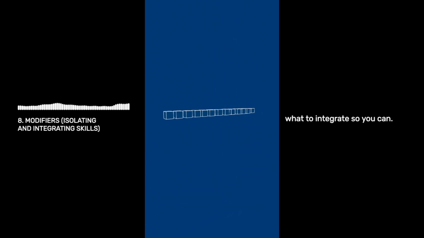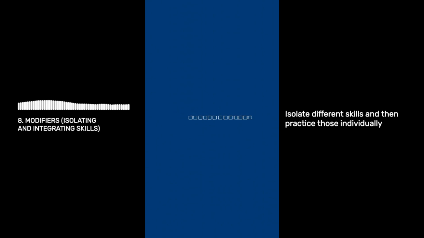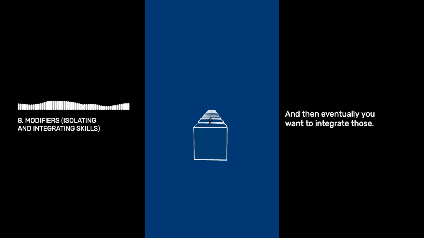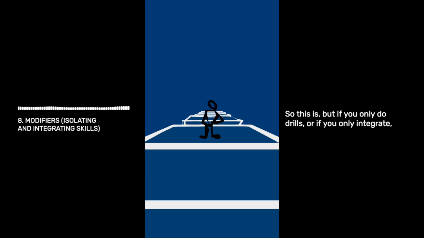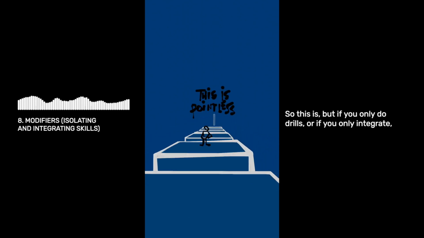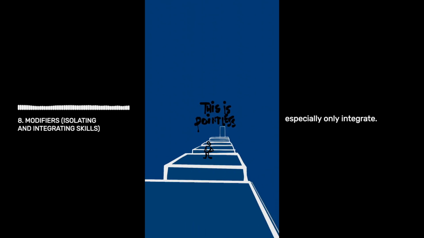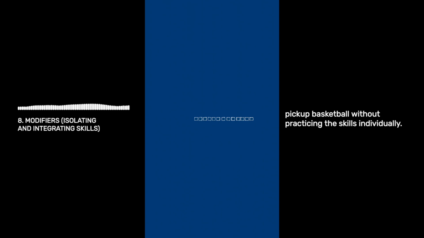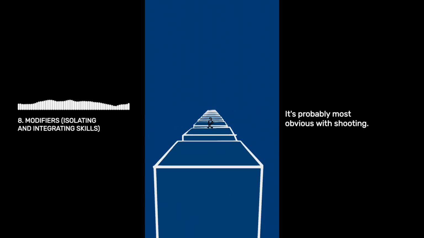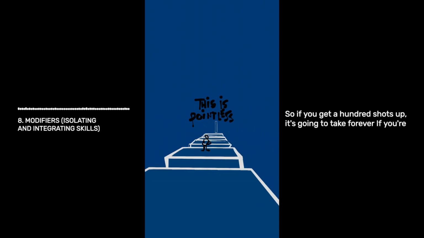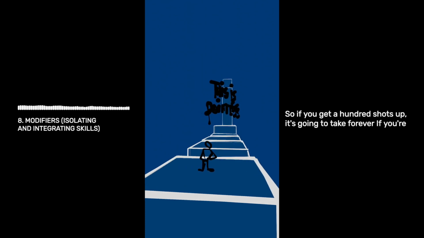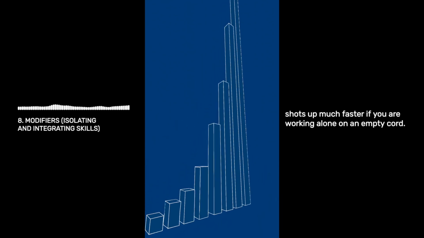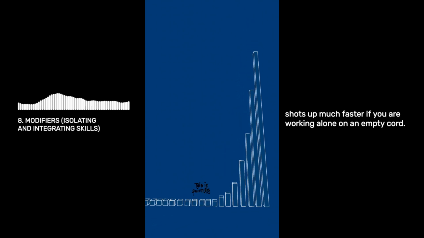So you can isolate different skills and then practice those individually to improve them. And then eventually you want to integrate those. But if you're only integrating, it's like playing pickup basketball without practicing the skills individually. It's probably most obvious with shooting. If you get 100 shots up, it's going to take forever if you're trying to do that through pickup games, and you'll get 100 shots up much faster if you're working alone on an empty court.